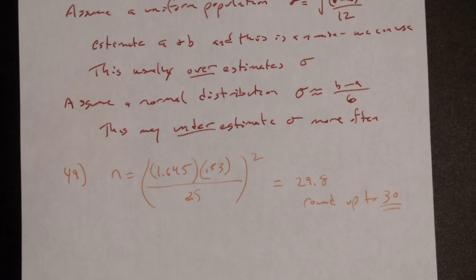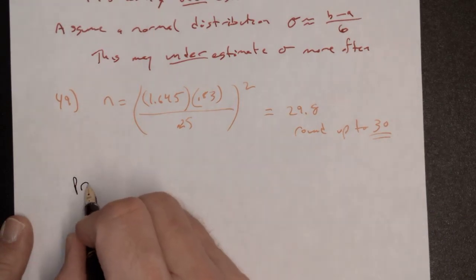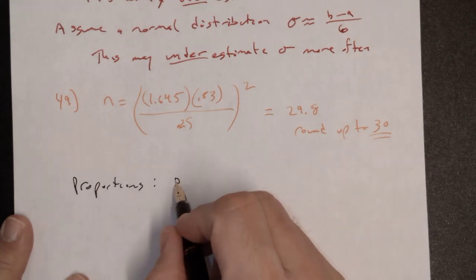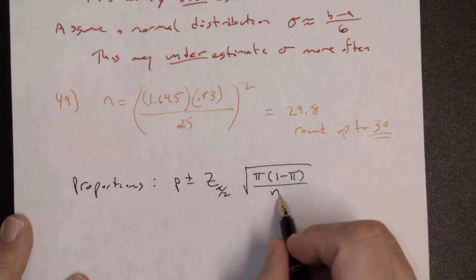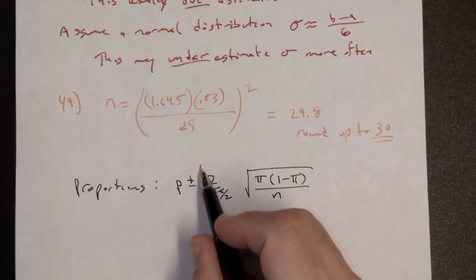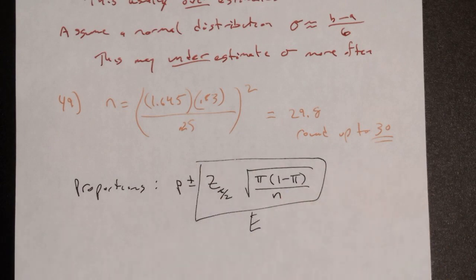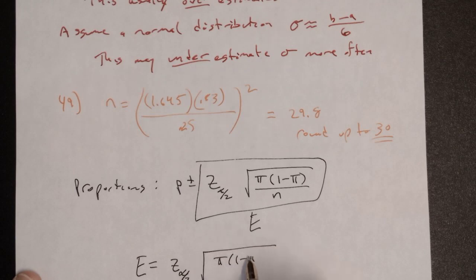The same idea works for a proportion. But my margin of error came from a different thing in a proportion. Same thing, this is E, my margin of error. So if I solve, I'm going to get rid of that square root. E equals Z alpha over 2 times the square root of pi times 1 minus pi over n.